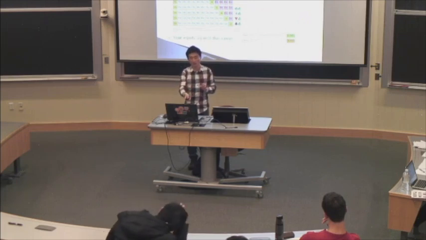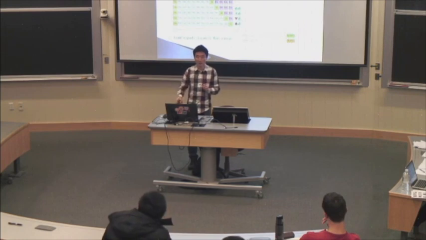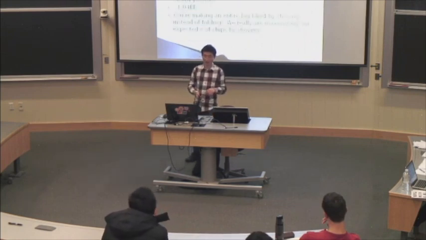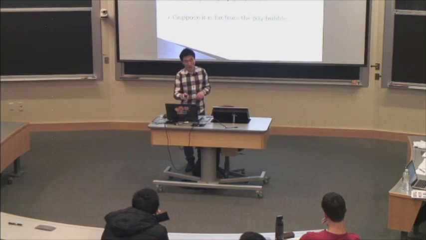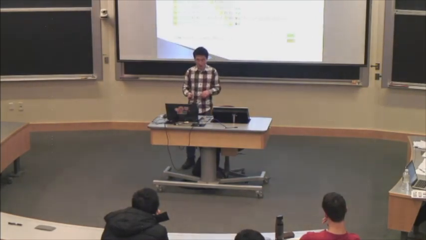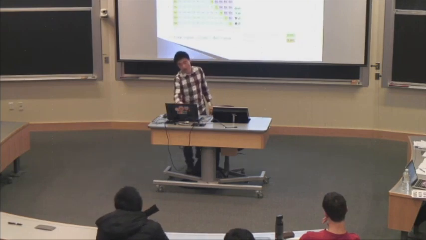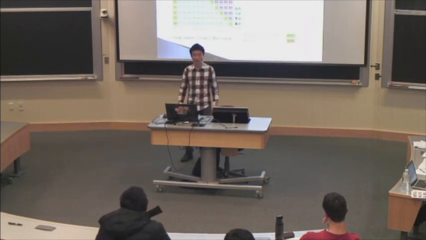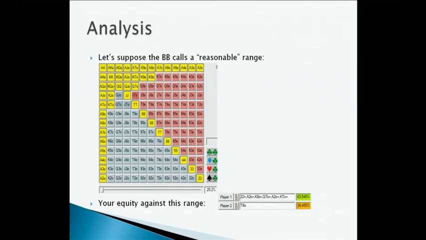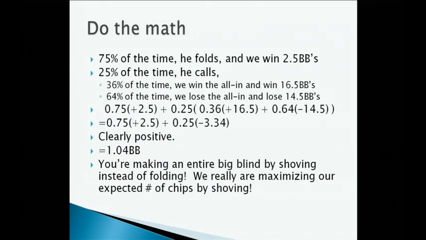So we assume they call 25%, let's say. Okay, let's do the math. Let's now assume we have 10-8 offsuit. What is the equity of 10-8 offsuit against their 25% range? When we get called, we're not doing so well because they're only calling 25% of hands, so their hand is going to be good when they call. We're only 36%. So 75% of the time, they're going to fold, and we're going to win 2.5 big blinds, right? Why is it 2.5 big blinds?